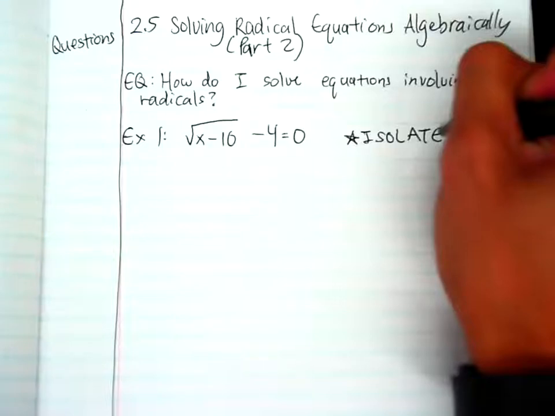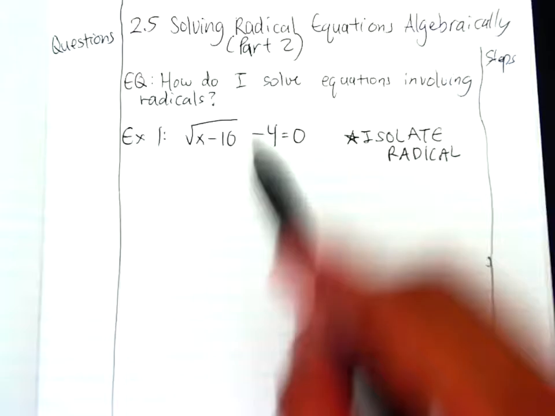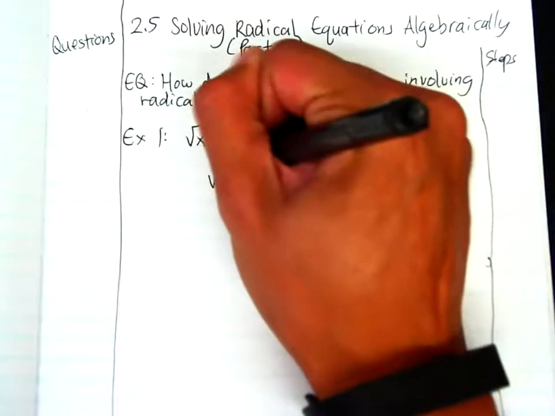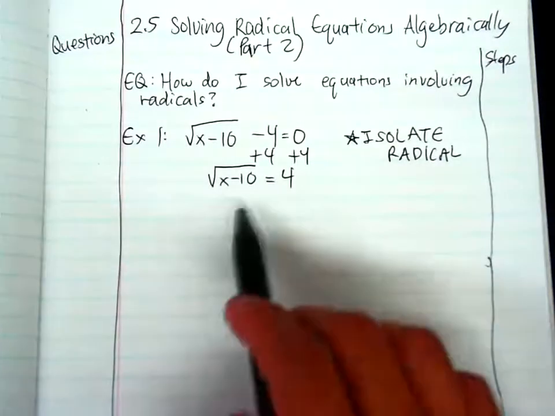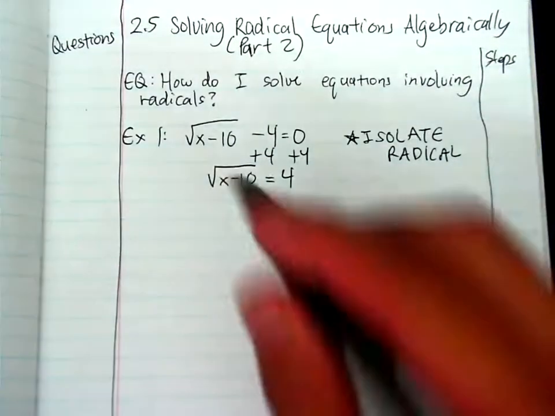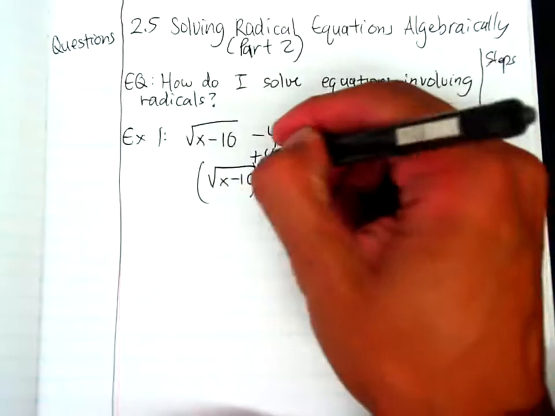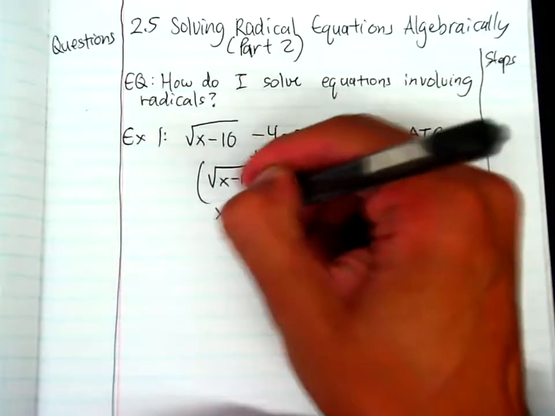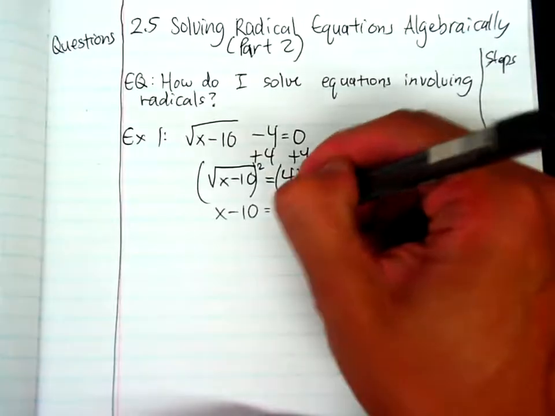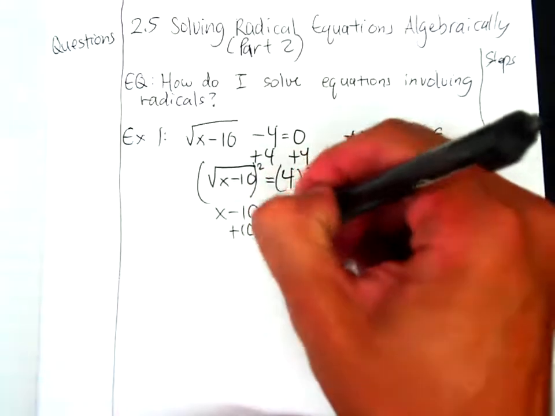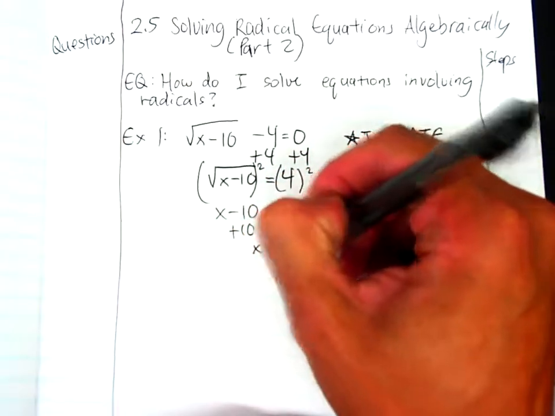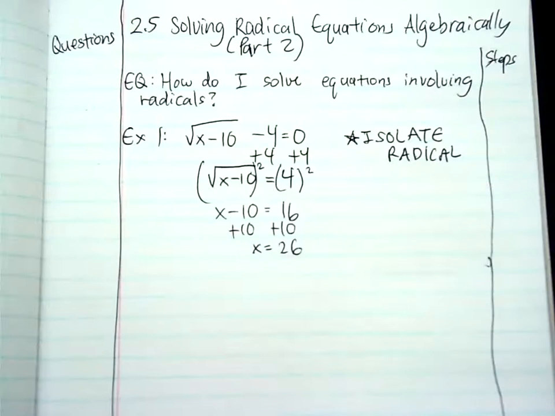So the first thing I want to do is isolate the radical. Is the radical all by itself on one side of the equation? No, it's not. The negative 4 is with it, so I've got to add 4 to both sides. Then I will have radical x minus 10 equals 4. So now I can see that the radical is isolated. To get rid of the radical, I'm going to square both sides. So I have x minus 10 equals 16. And then I add 10 to both sides, and x equals 26.